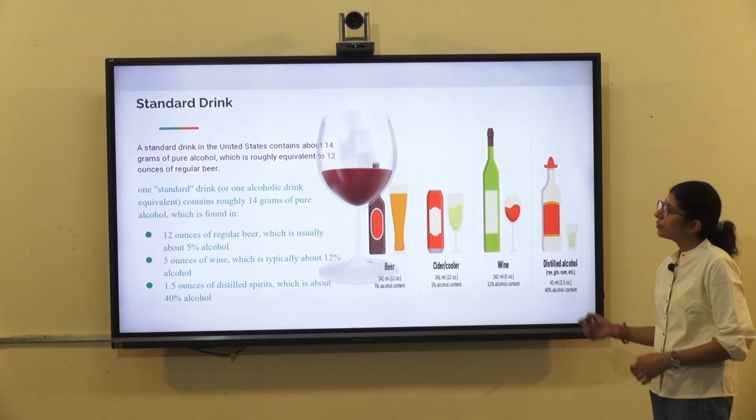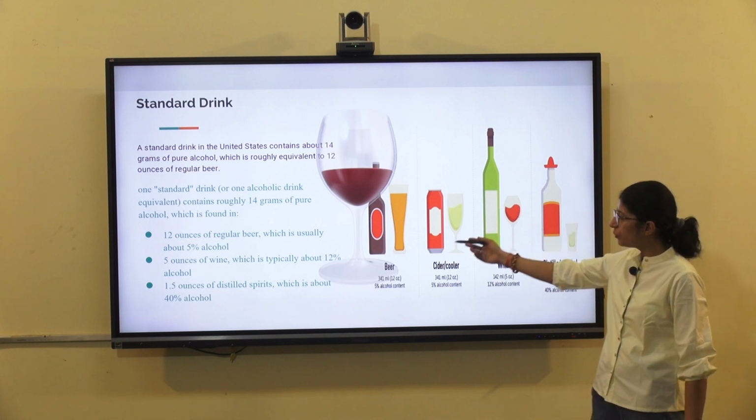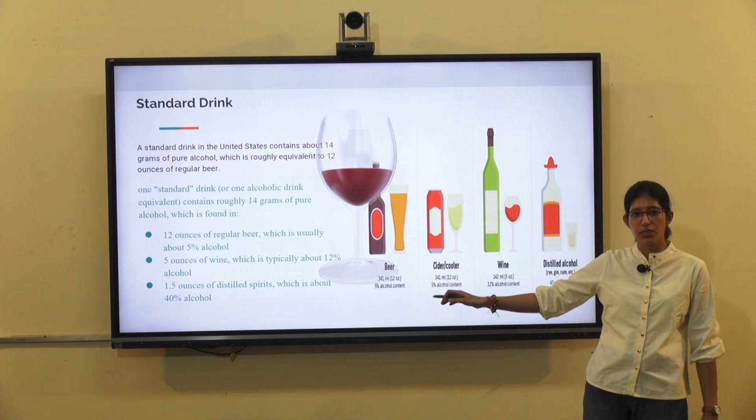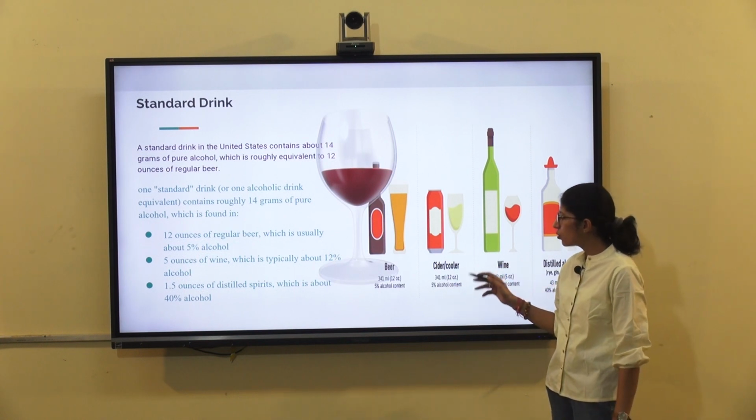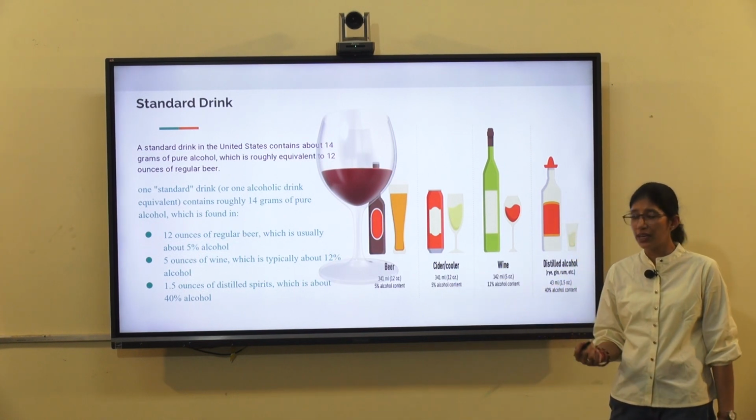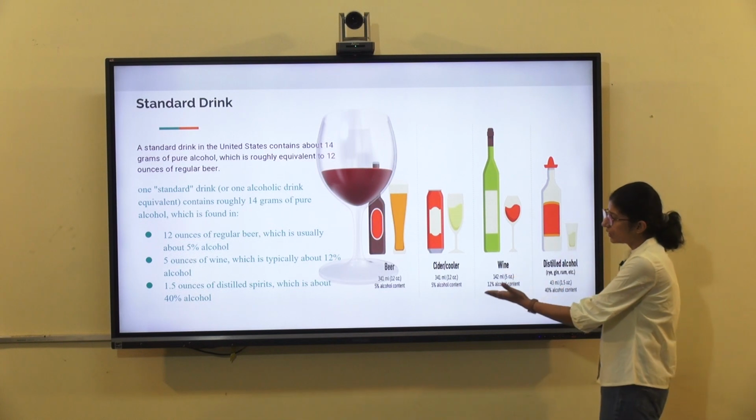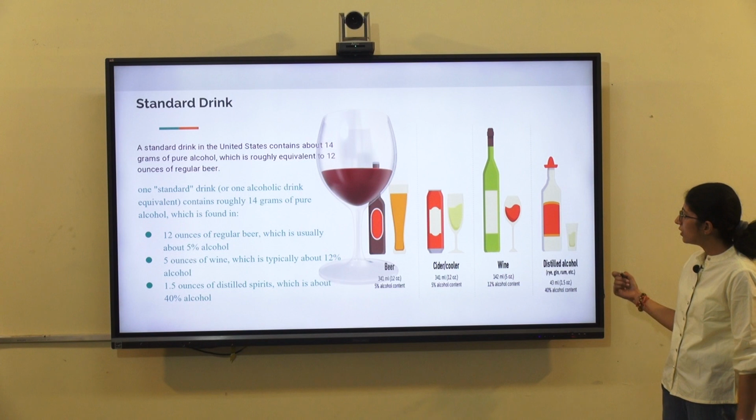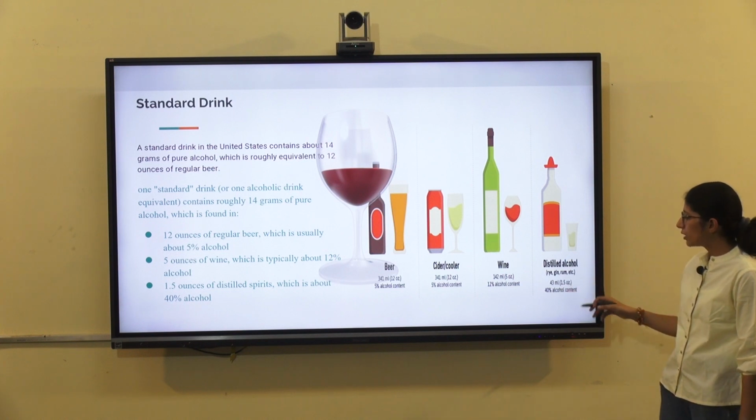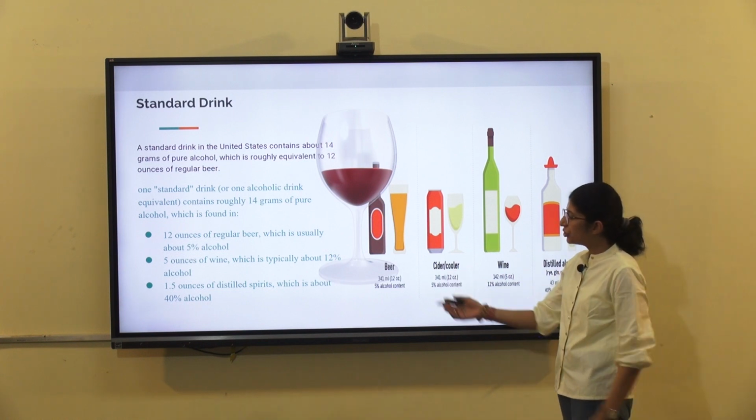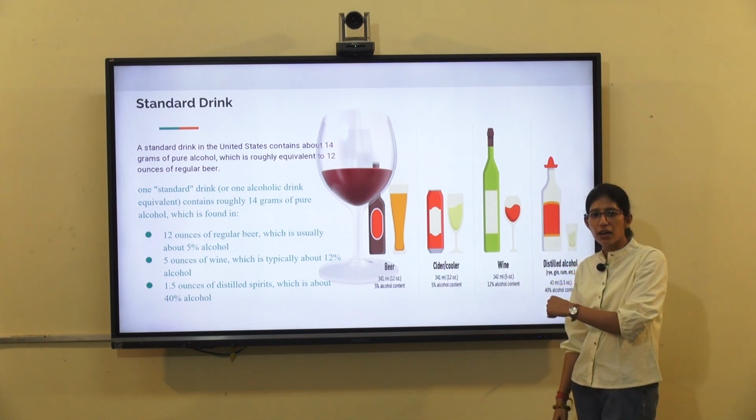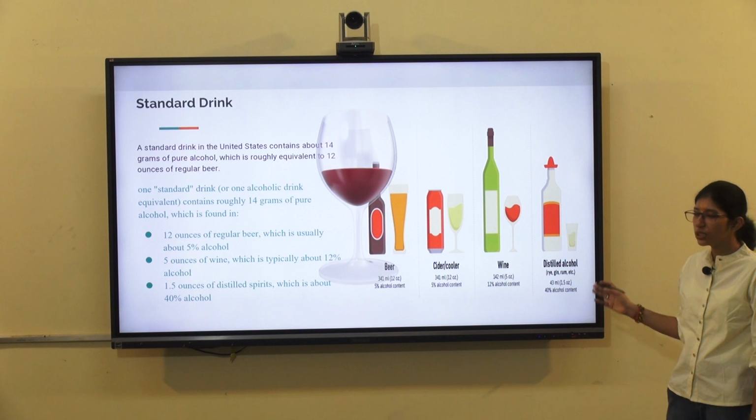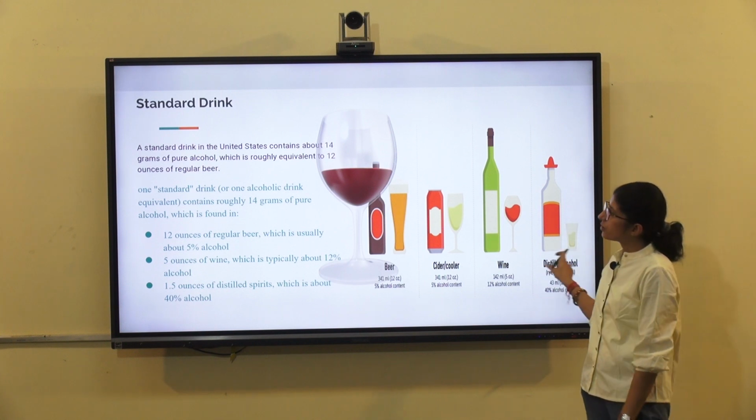Now let's get a pictorial representation. Beer is 341 ml, that is 12 ounces, containing 5% alcohol, followed by cider or cooler, which is 341 ml at 5%, wine 142 ml at 12%, and distilled alcohol 43 ml at 40% alcohol. There is a dramatic change in the volume and the percent of alcohol content from beer to distilled alcohol. Distilled alcohol includes rye, gin, vodka, rum, etc.